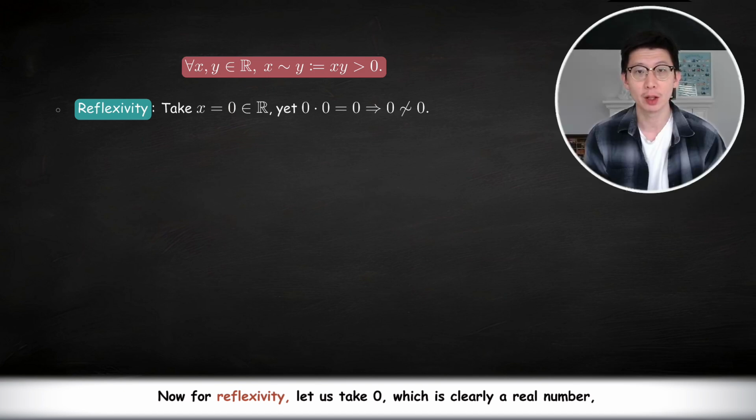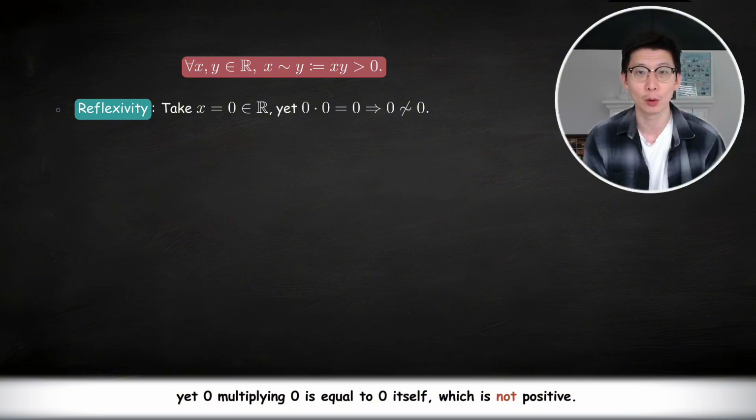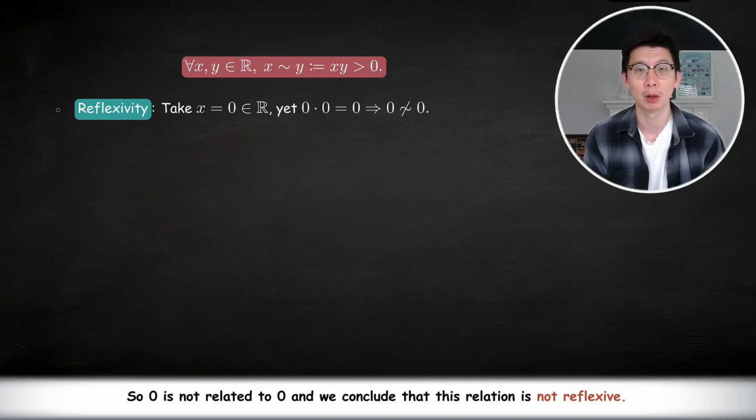Now, for reflexivity, let us take 0, which is clearly a real number, yet 0 multiplying 0 is equal to 0 itself, which is not positive. So 0 is not related to 0, and we conclude that this relation is not reflexive.